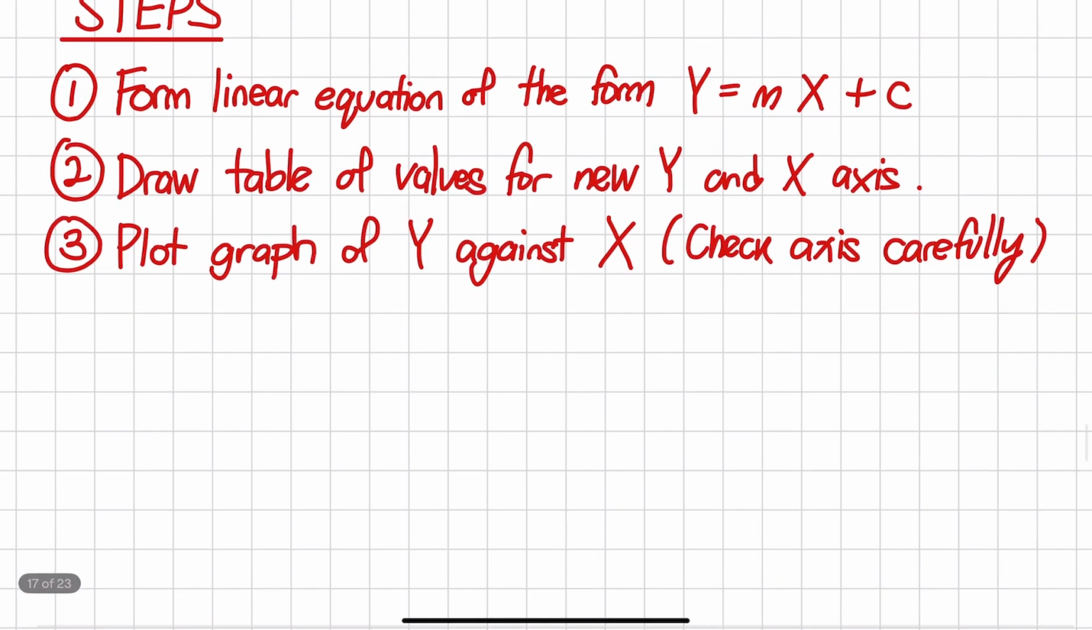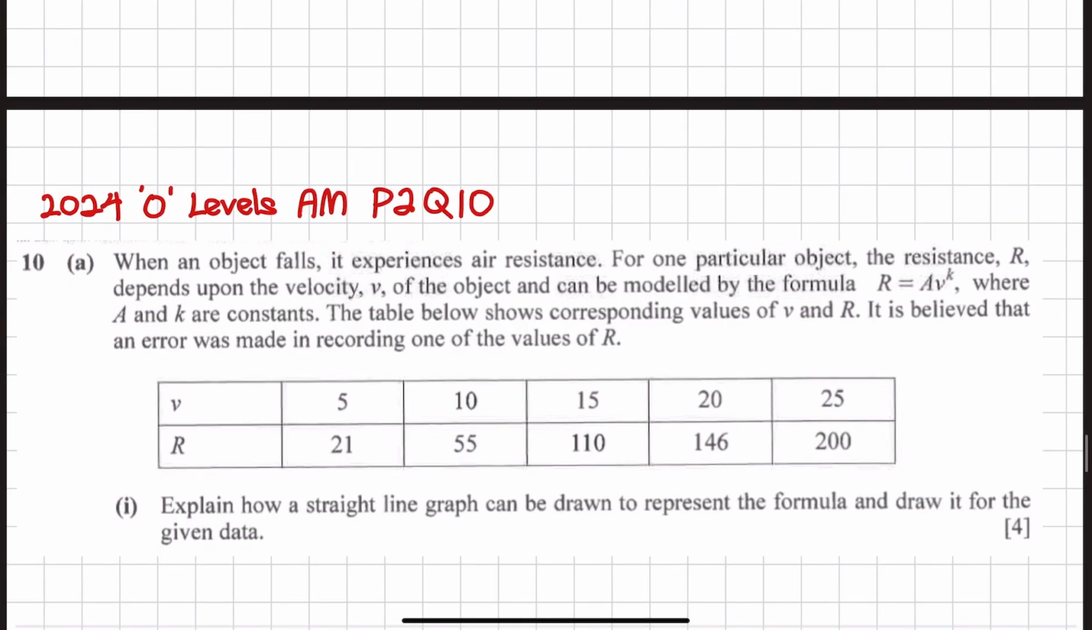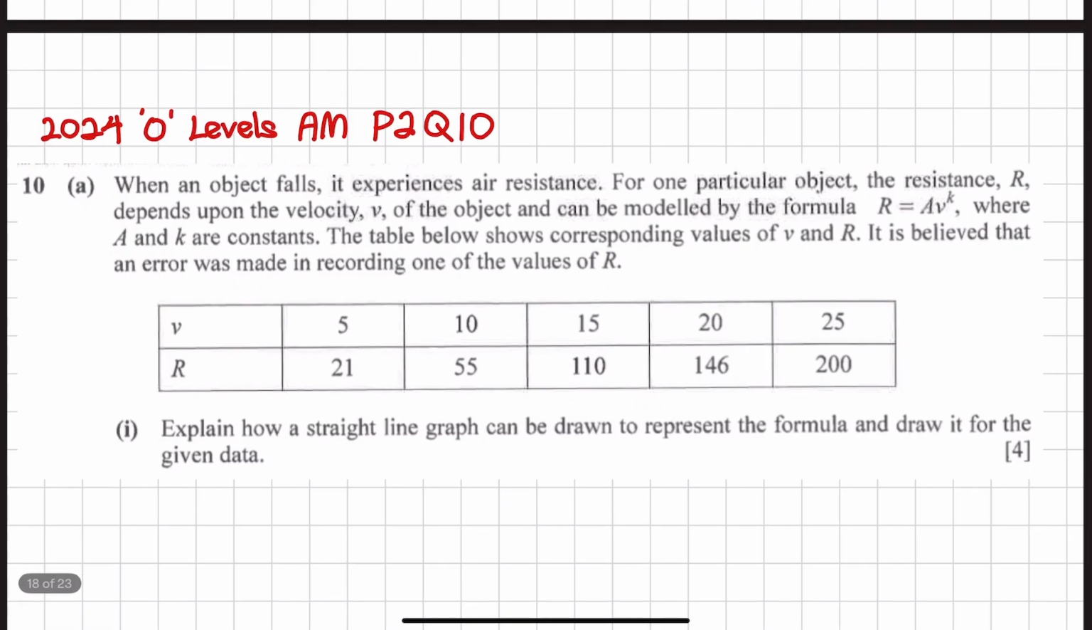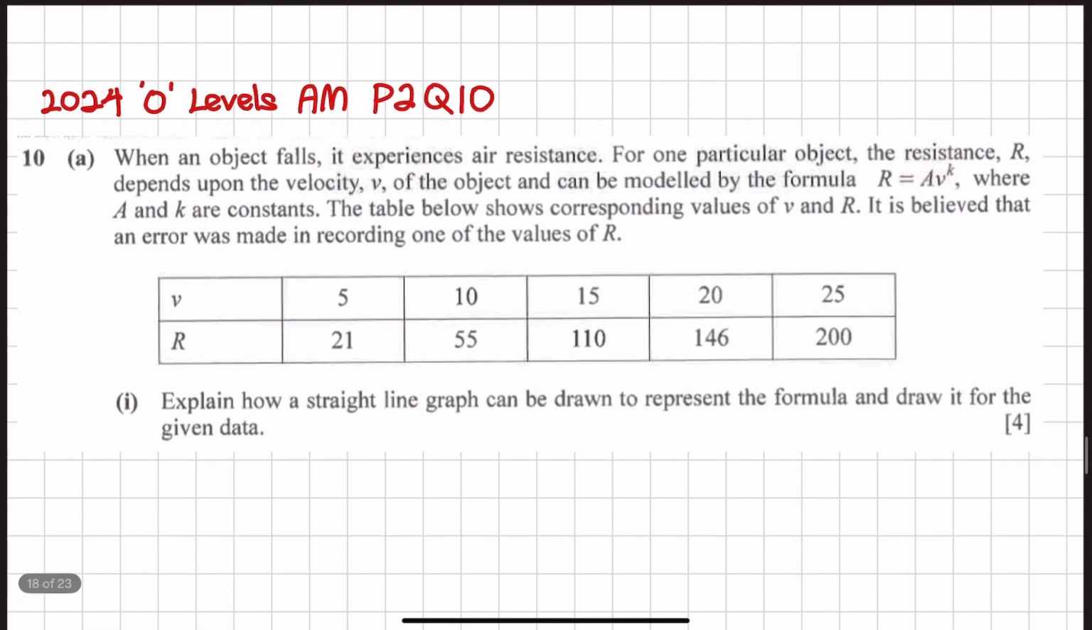Okay, so let's look at one simple example. I'll take 2024 AMF O-Level Paper 2 question 10. This question talks about an object falling, and you are given this formula, R, which is resistance, equals A times velocity power K, whereby A and K are constants. The question tells you these are the corresponding values of V and R. Then you are told to explain how a straight line graph can be drawn to obtain this equation.